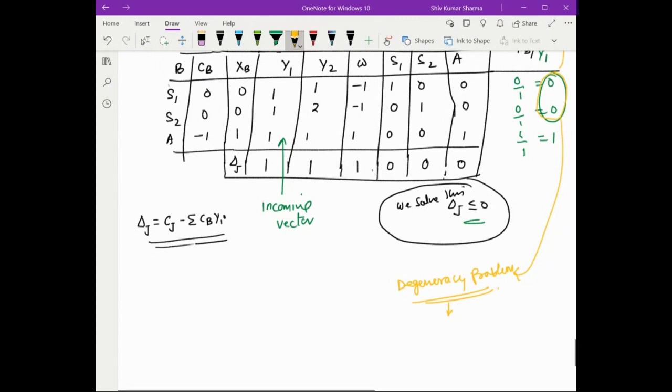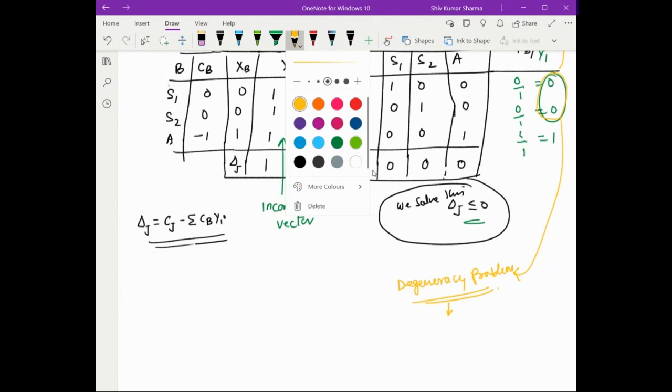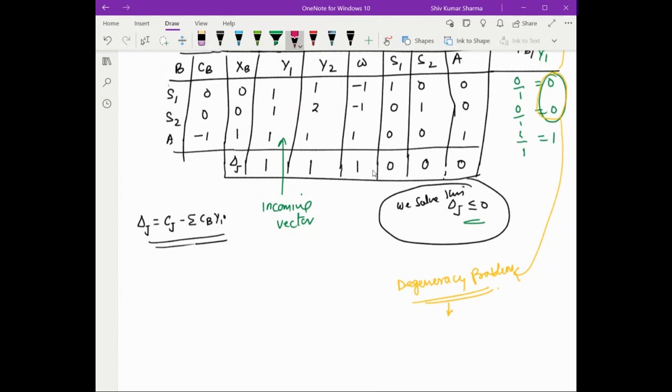Let me use the formula for removing degeneracy. Just consider the first vector as the outgoing vector. Both minimum ratios are 0, 0, which means you choose the first as outgoing, so S1 is the outgoing vector.